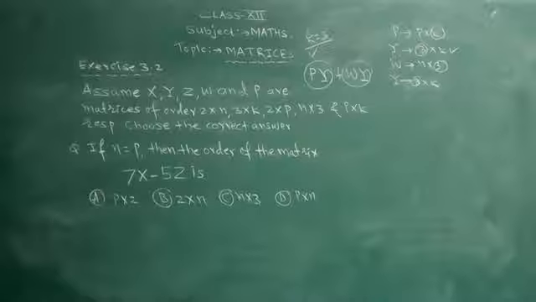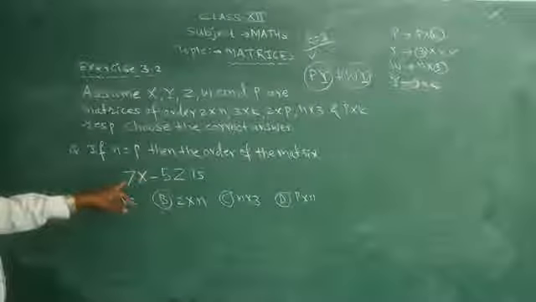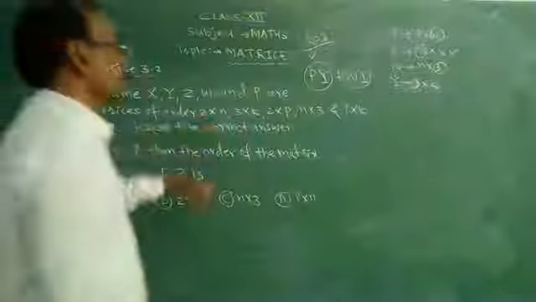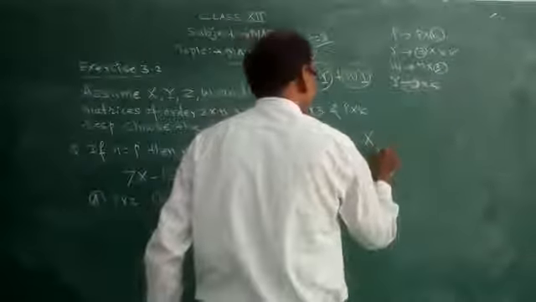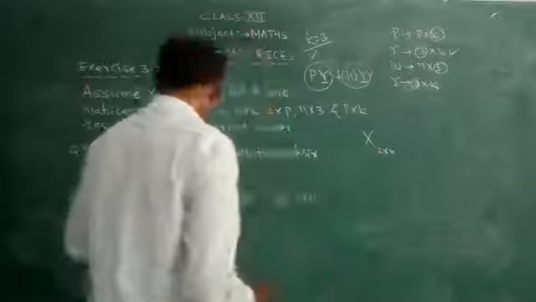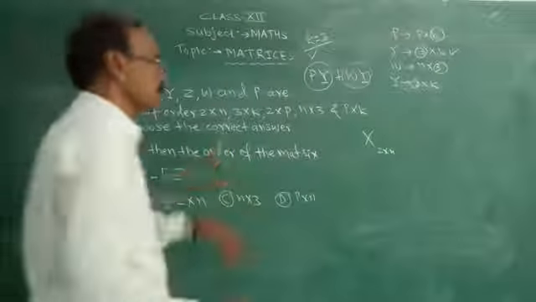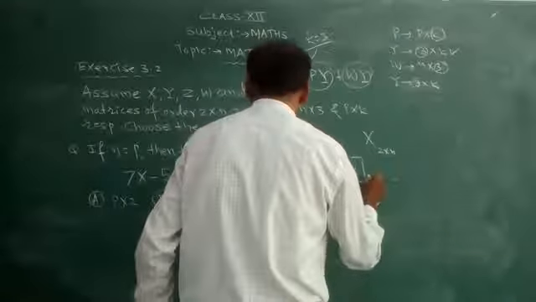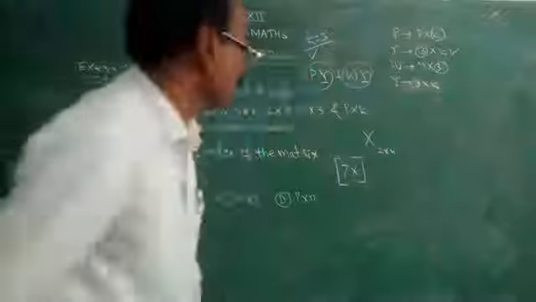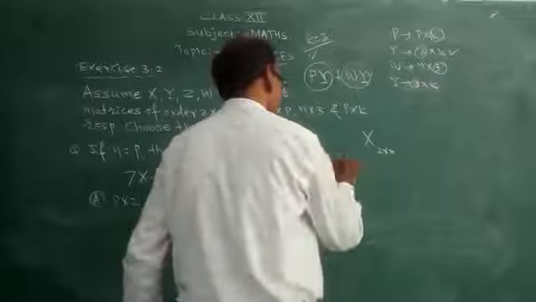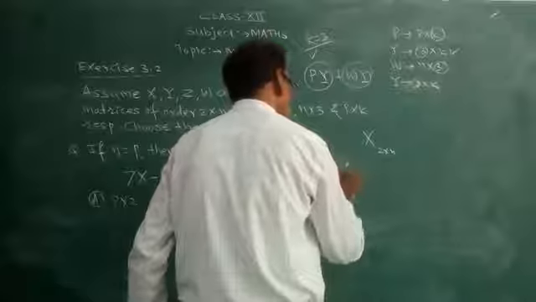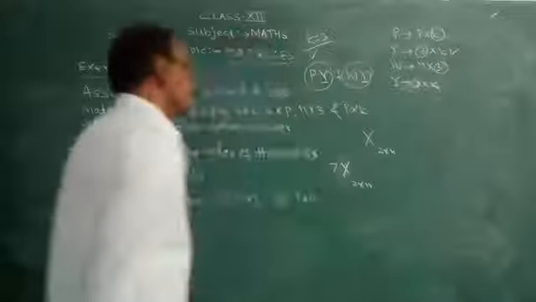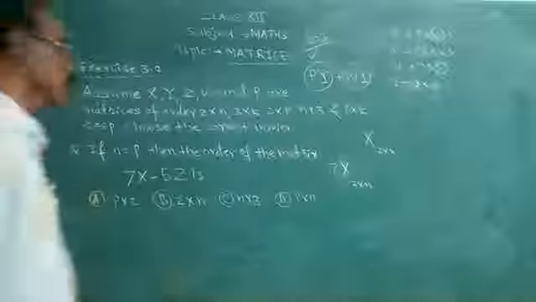Now here, the order of X is 2 by N. So definitely the order of 7X will also be 2 by N. X is a matrix, and 7 times a matrix has the same order as X, that is 2 by N. Then minus 5Z.